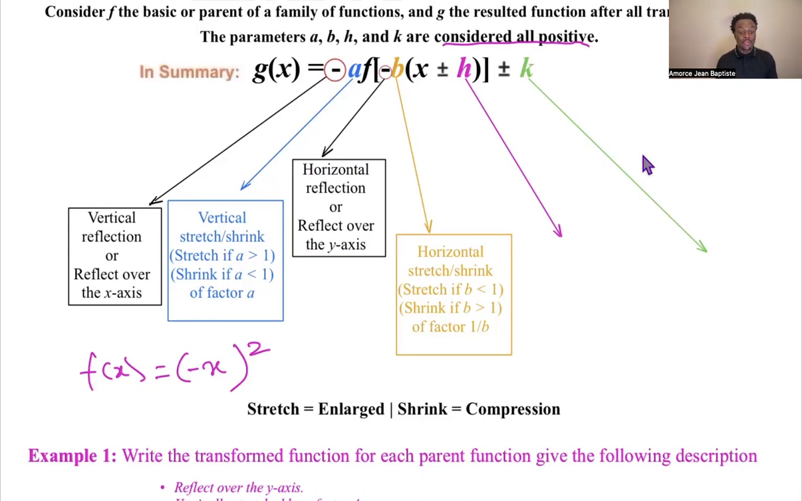And then you have a horizontal stretch or shrink of a factor 1 over B. So you reverse it to give the factor. The factor is not just B. The factor is 1 over B. Versus the vertical one, where the factor was the actual number you're looking at.